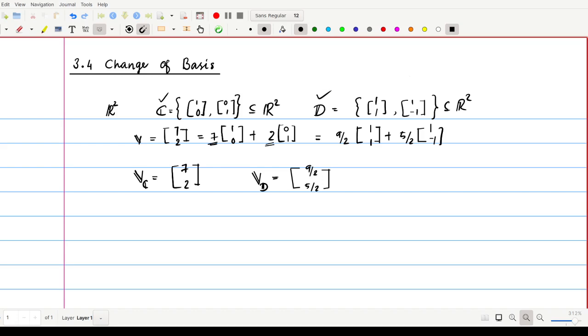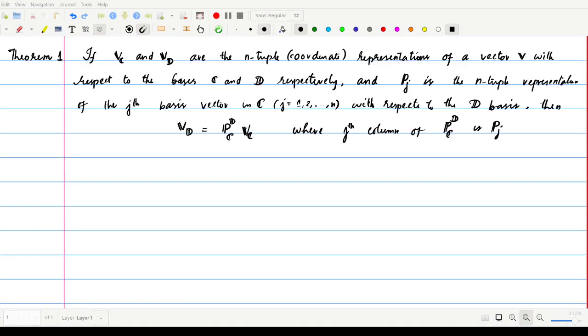So naturally we can ask a question: can we connect these two? Is there any relation between the coordinates of the same V, we are not changing this V, relative to two distinct bases of a given vector space? That is what we have to prove in the next theorem. This theorem gives the relation connecting two distinct coordinate representations of a particular V corresponding to two different bases.